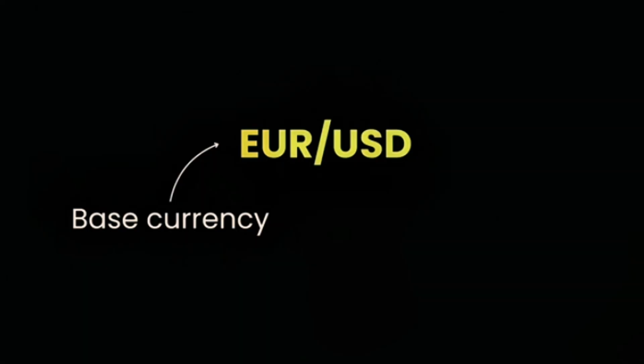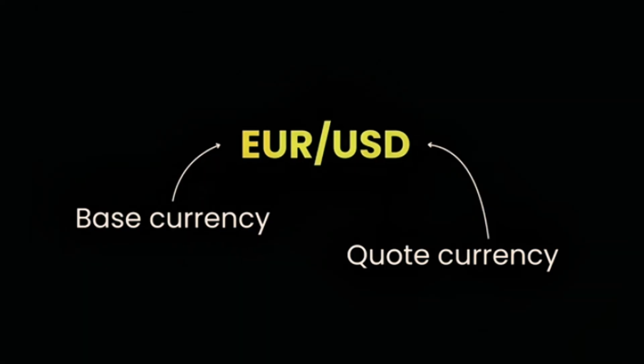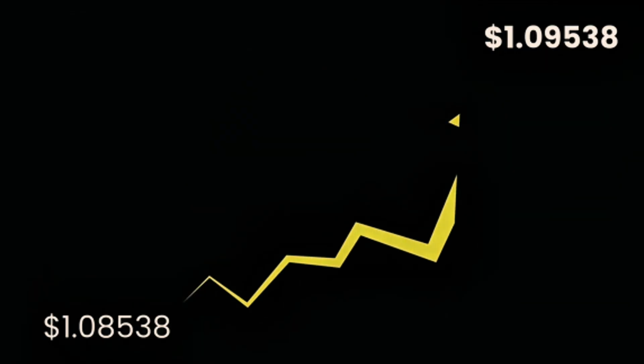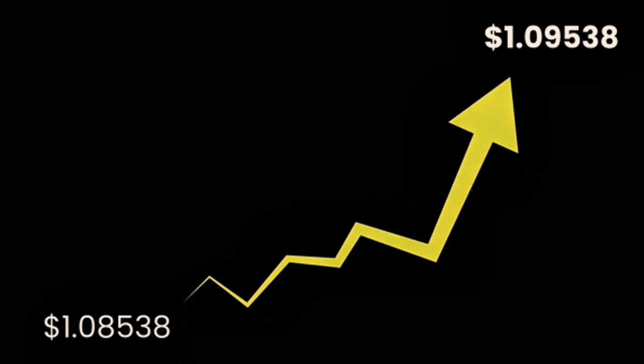So currency pairs are made up of the base currency and the quote currency. The base currency is always the first listed in the pair, and the quote currency is the second listed in the pair. So the base currency and the quote currency make up the price of the currency pair. Taking a look at the price of EUR/USD, which is 1.08538, in order to make money, we need price to go up after we buy from that level. So if we bought at 1.08538 and the market moves to 1.09538, we'll make money.